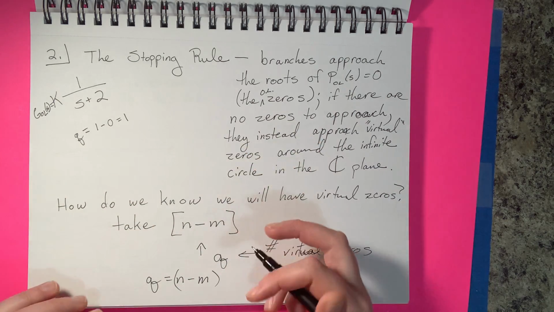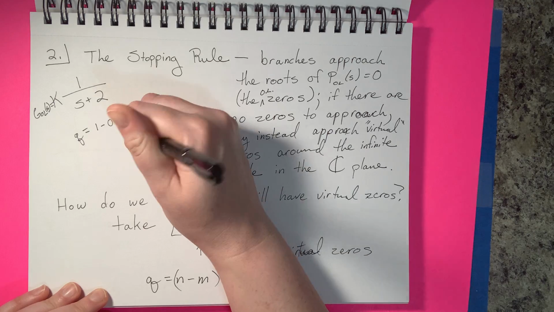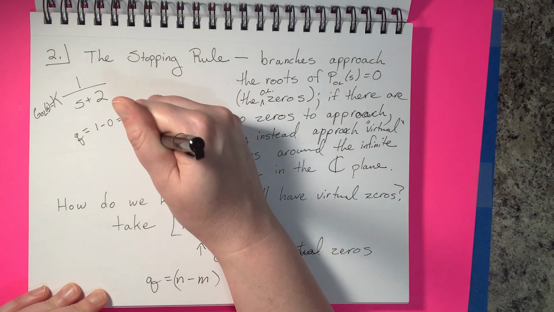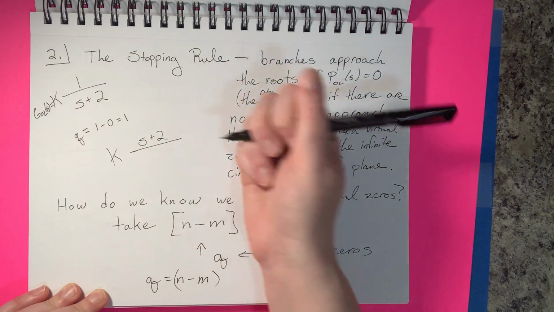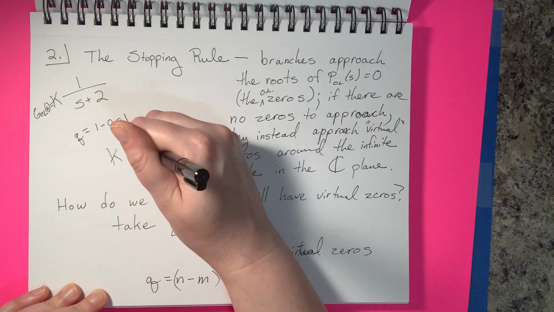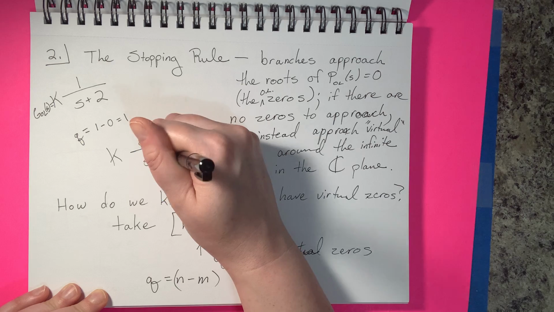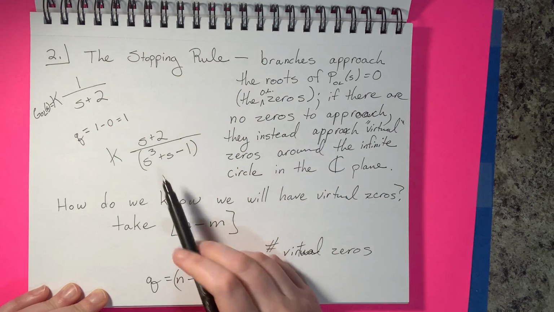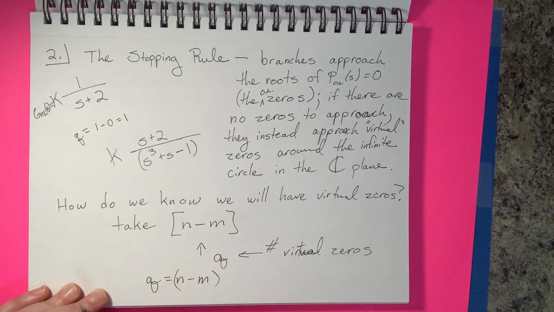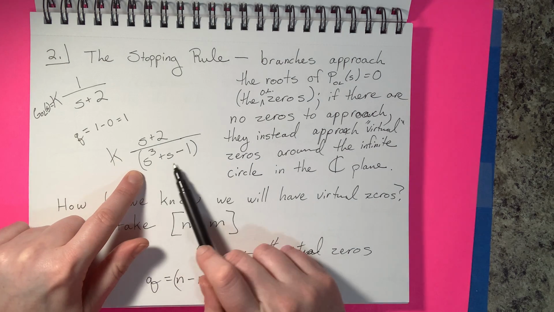So let's do another example real quick of that. Let's say that we have s plus 2 is now in the numerator. Of course, we've got our k out there. And then we have s cubed plus s minus 1. Okay, so notice here I have no s squared. Does that matter? It shouldn't matter, okay?